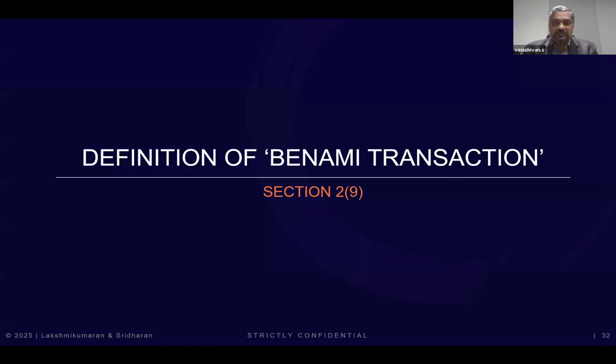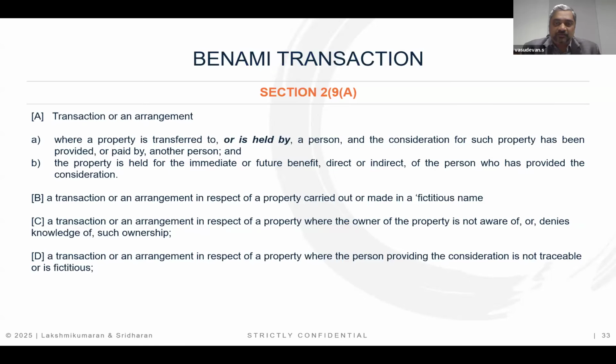Now, leaving aside all this past and trying to see the law as it exists today, the expanded definition of Benami transaction comprises 4 limbs. The first limb, capital A of section 2(9), is something which was in a way already there with some amendment. But this A is what was already there even before 2016. B, C, and D are the so-called sham transactions which have got added later.